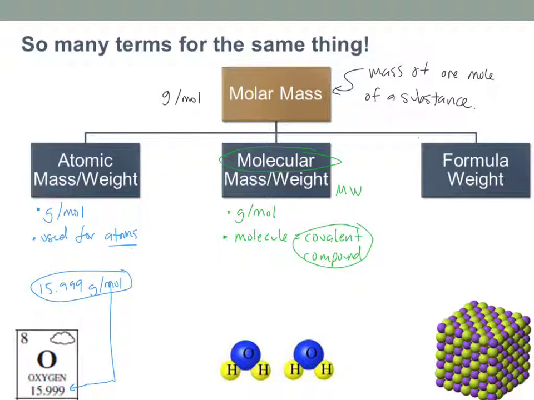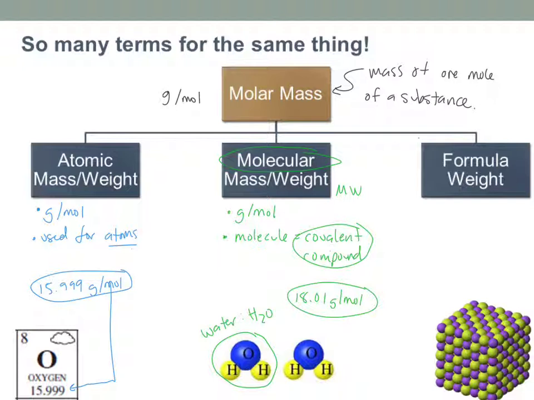So you'll see molecular mass or molecular weight for things like water, a covalent compound. Here's your H2O, and you'd find the molecular mass of this, and it's going to be like 18.01 something. But it's still a molar mass, still grams per mole. It just tends to be used for molecules and therefore just covalent compounds. That's all we're talking about.